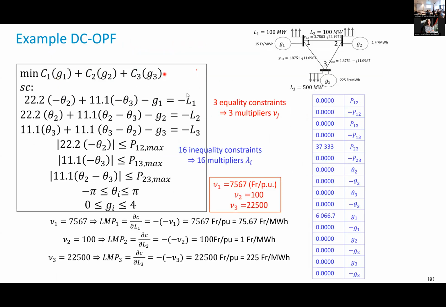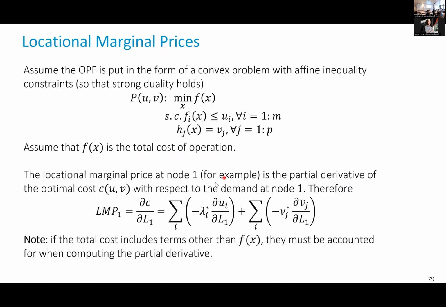Here are the constraints, here's my OPF problem, DC OPF with this linearization. Here is one constraint here. So the variables, the X, are the thetas and the Gs, and L1, L2, L3 are parameters of the constraint. This is my U here. So if I want to apply this formula, the derivative of the cost with respect to L1 is the sum of the derivative of the cost with respect to U multiplied by the derivative of U with respect to L1. It's the formula of total derivative. And the derivative of the cost with respect to U is minus lambda i, or minus nu j. So this is how the locational marginal prices can be obtained immediately from solving the problem.